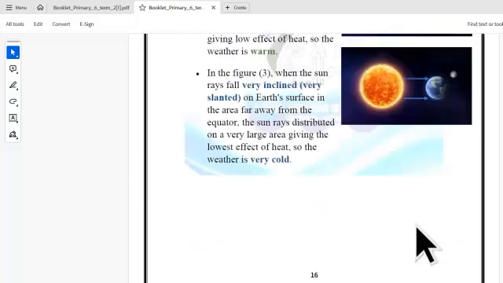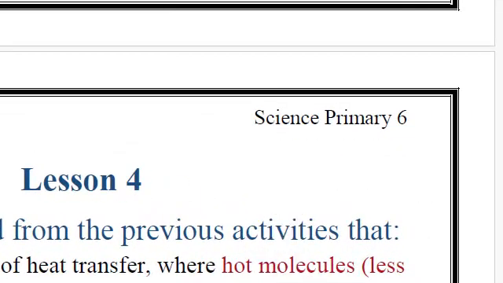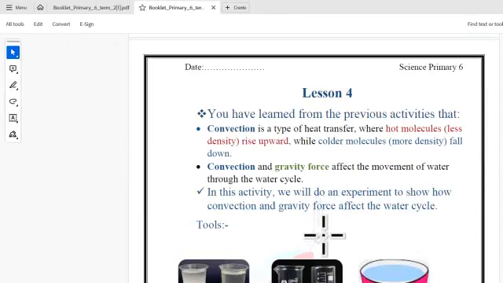Lesson 4. You have learned from the previous activity that convection is the type of heat transfer where hot molecules, less dense, rise upward, while colder molecules, more dense, fall down. Convection and gravity force affect the movement of water through the water cycle. In this activity, we will do an experiment to show how convection and gravity force affect the water cycle.